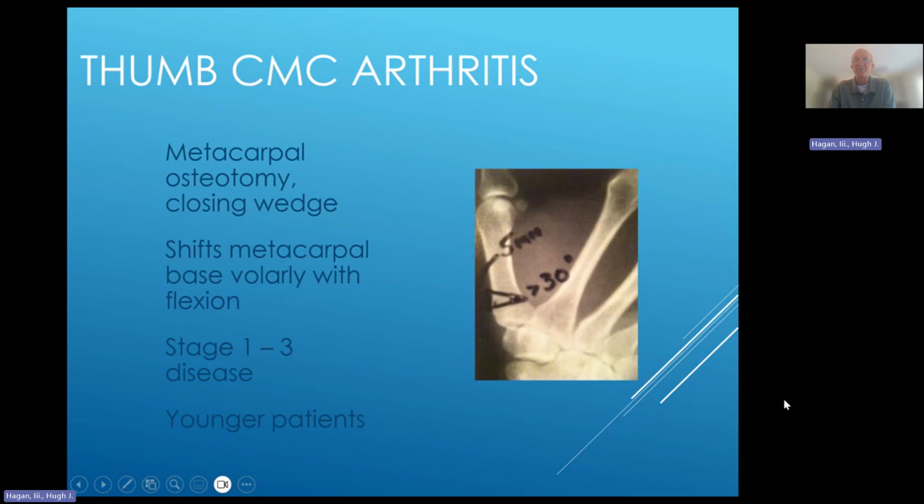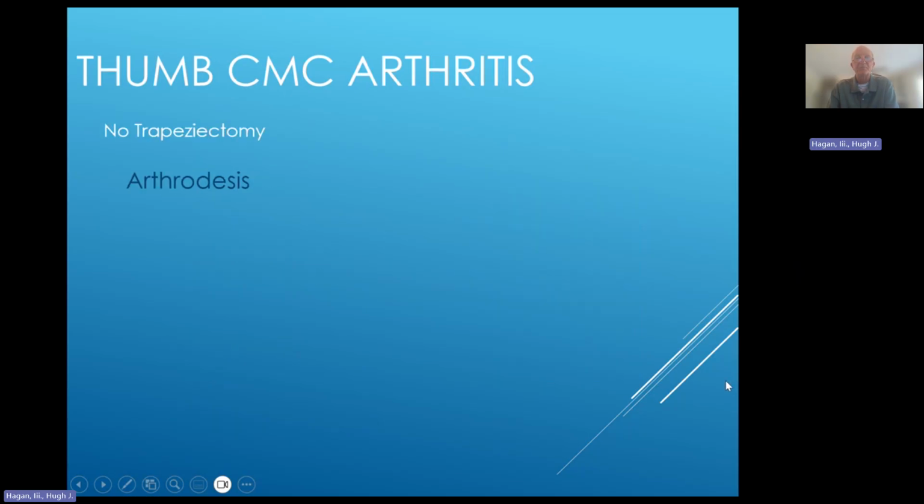And what this does is, as the thumb flexes toward the palm, there's a tendency for the base of the metacarpal to shift volarly more because you've got more room to flex. And this can reduce the joint in the position of greatest vulnerability, which is in pinch.